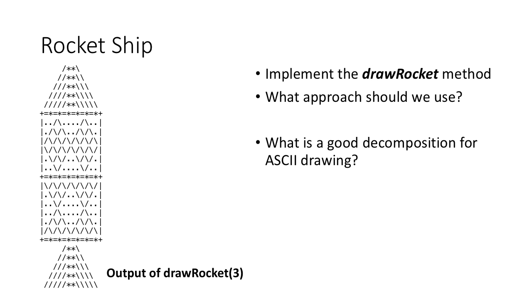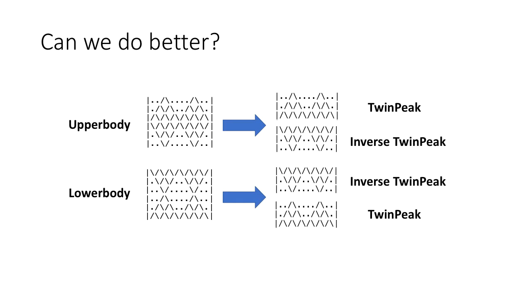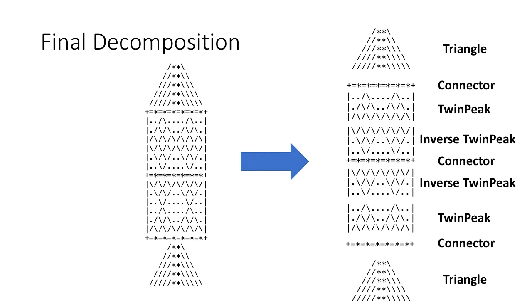In this task, we are going to draw a rocket like this one. As with the first problem, we are going to use the approach of top-down decomposition. Can somebody tell me how many parts this picture can be decomposed into? 4 parts, and what are they? I'll say the top, the triangle, and then the line. Yep. Second part, you have the midsection, which can be broken down into 2. Yep, correct. So we already know that we can decompose it into 4 parts: the top triangle, the twin peak, the inverse twin peak, and the line.